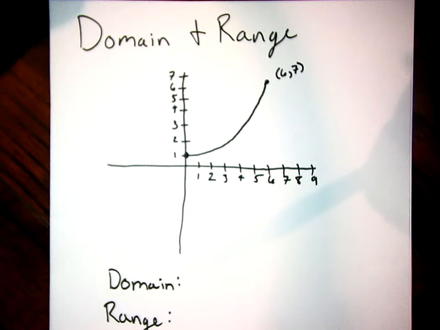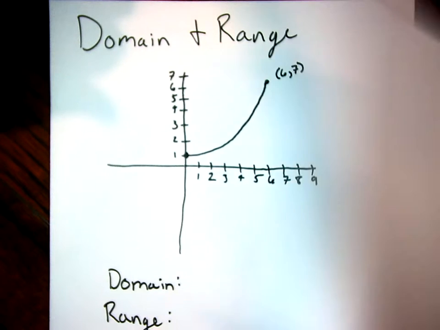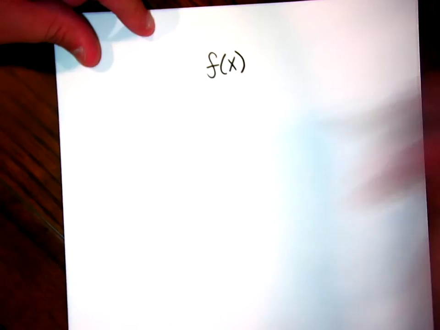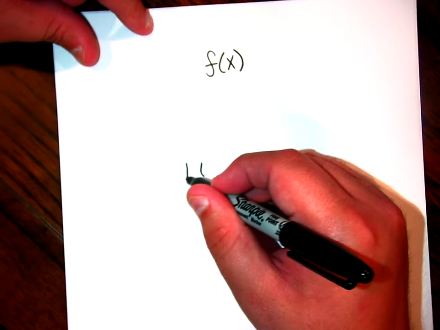The definition of domain is all possible x values that a function has, or a graph, or a line, or a curve. Okay? So if we're looking purely at a function, what we're talking about is an equation, some sort of f of x, right? Some equation. And we can think of that as kind of like a machine, right?